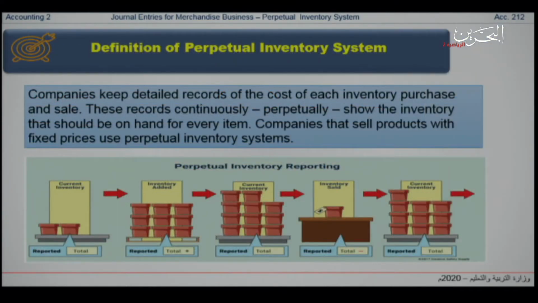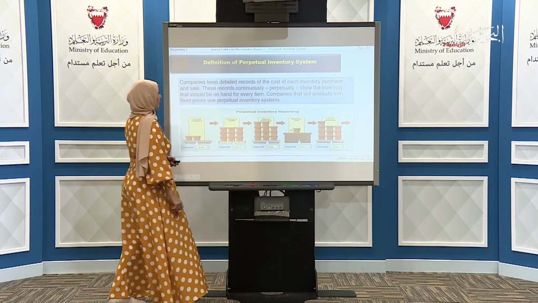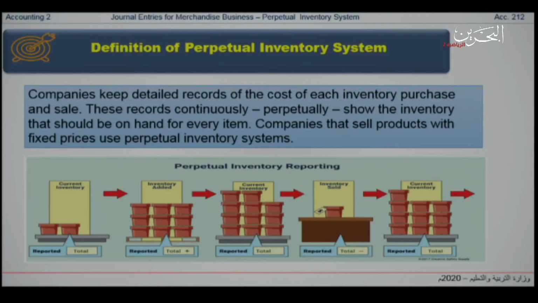Shifting to the definition of the perpetual inventory system. Companies keep detailed records for the cost of each inventory purchased and sales. This record continuously or perpetually shows the inventory that should be on hand for every item. Companies that sell products with fixed price use this type of system, which is the perpetual inventory system.